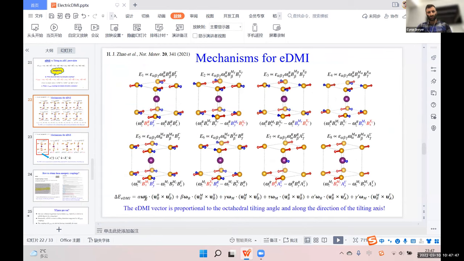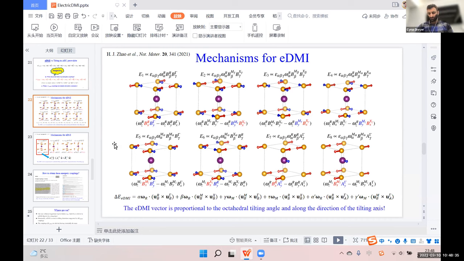Typically you will see the trilinear coupling, like this. Look at this mechanism: the rotation is along the Z direction, from bottom to top, perpendicular to this plane. The canting, you can see, happens in plane. So typically the canting is perpendicular to the octahedral rotation. It can also be seen from the mixed product coupling, which means the non-collinearity happens in a plane perpendicular to omega r or omega m.